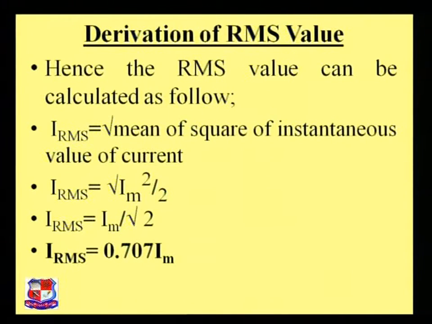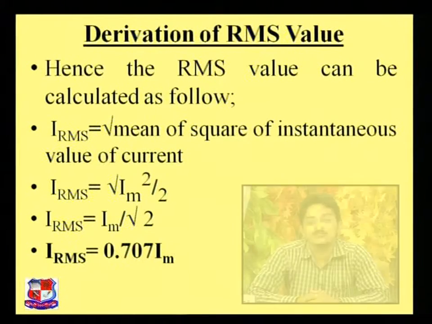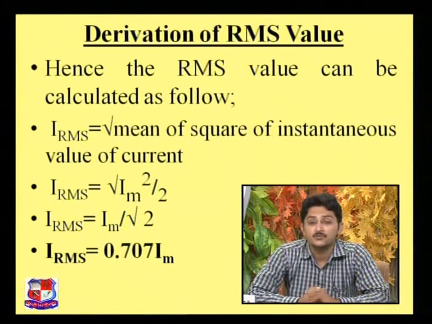Now if you take the im square into im, then you have to convert that root into the 2. So IRMS equals im by root 2, and this is our main root mean square value, or main derivation of root mean square current. So IRMS equals 0.707 into im. 0.707 is the value of 1 by root 2. That's why here we can prove that the value of IRMS equals 0.707 into im. This is a very important formula and many times asked in your exam.